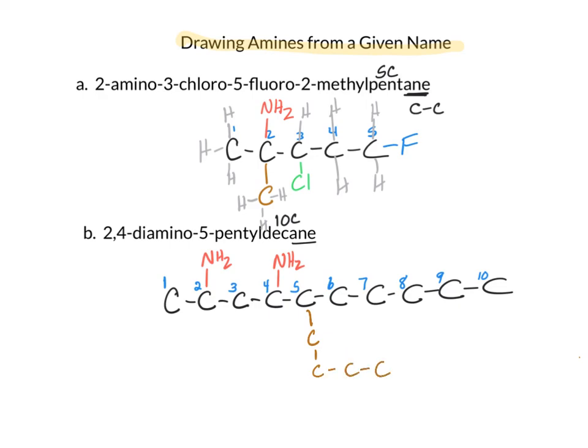And that is our carbon skeleton. Next we need to add in our hydrogens, putting 4 bonds on every carbon, 3 bonds on the nitrogens, and that's all we have to work with here. And that's it for naming and drawing amines.